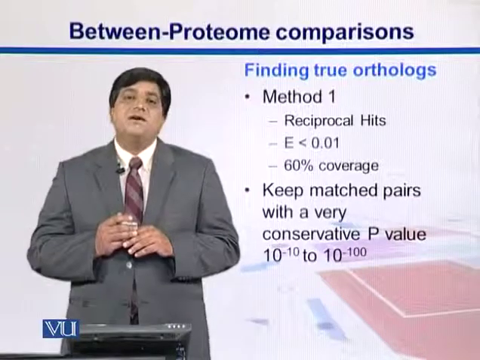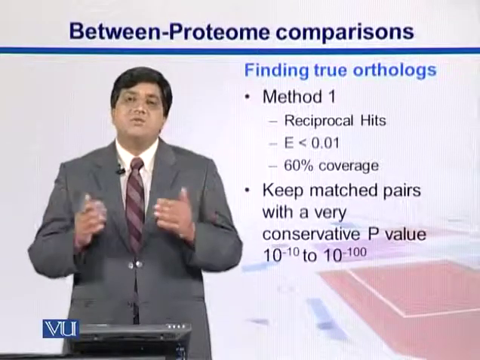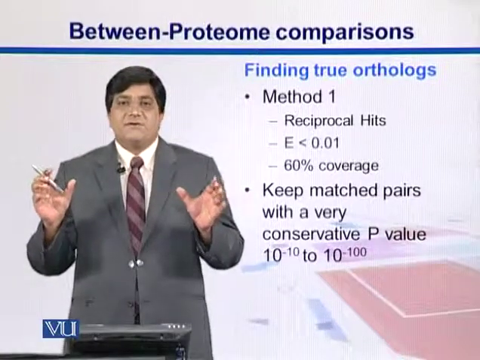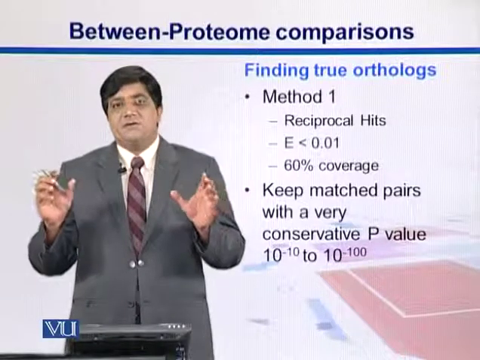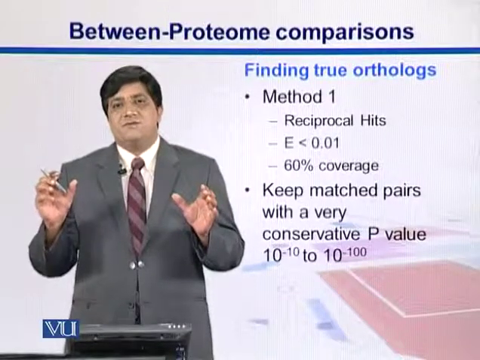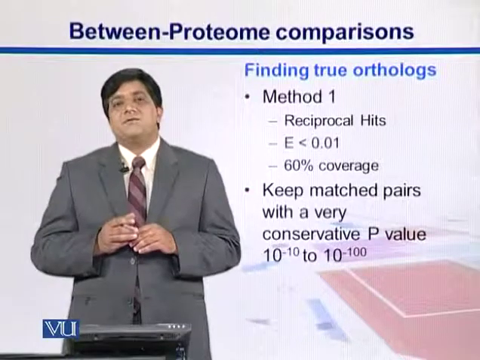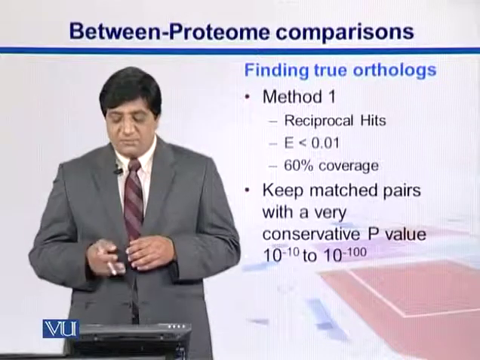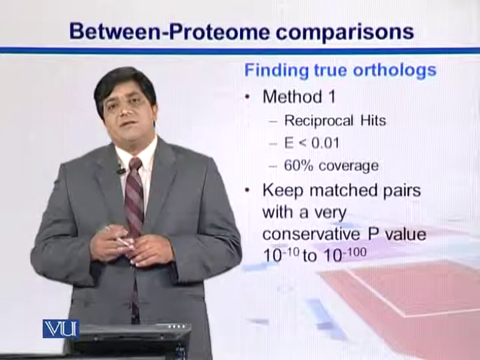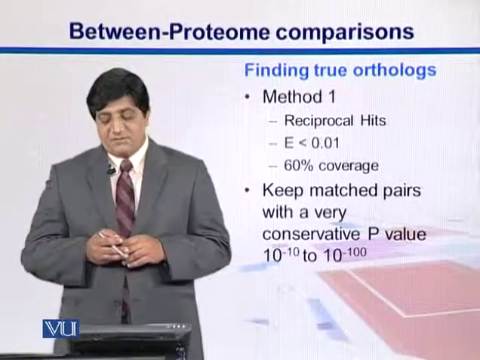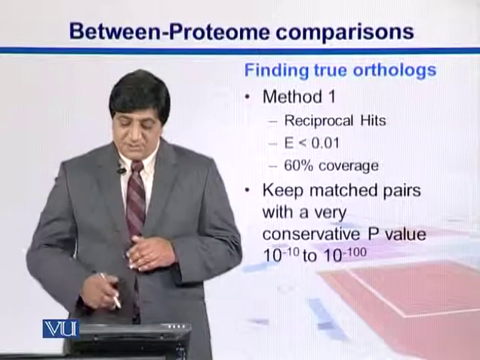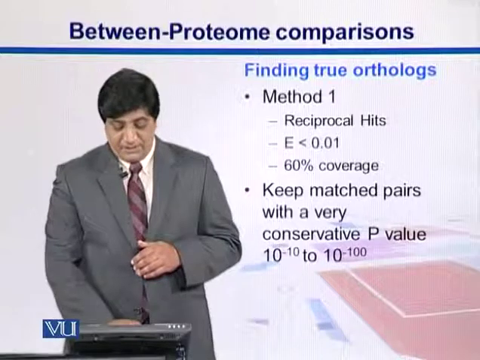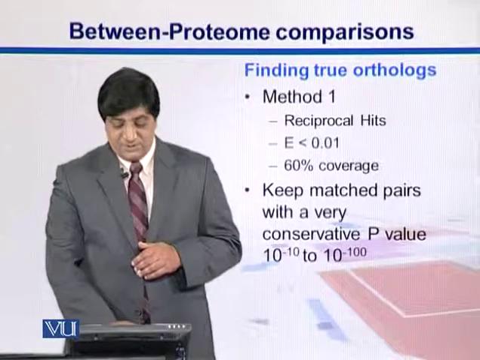In the same way, while we are doing BLAST, since it's a local search tool where we can compare different regions among different genes or proteins, we look for matches between different regions. Sometimes both proteins are not much covered in the alignment, so we want to have at least some coverage criteria, for example, 60% coverage. So we keep those matched pairs, sometimes at very conservative or very low p-values, maybe like 10 power minus 10 or 10 power minus 100.